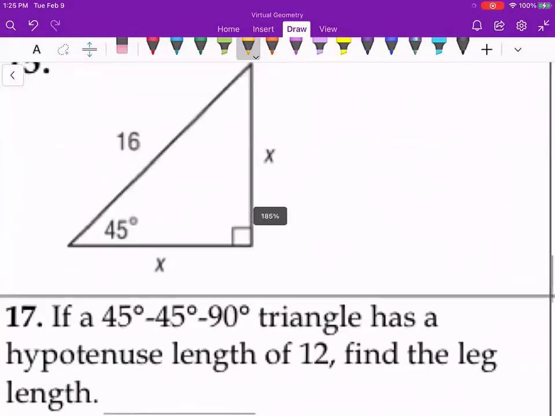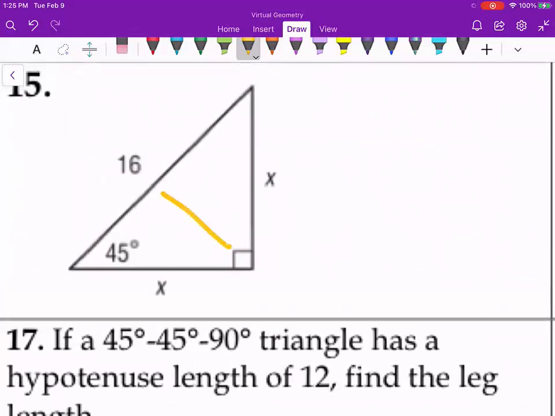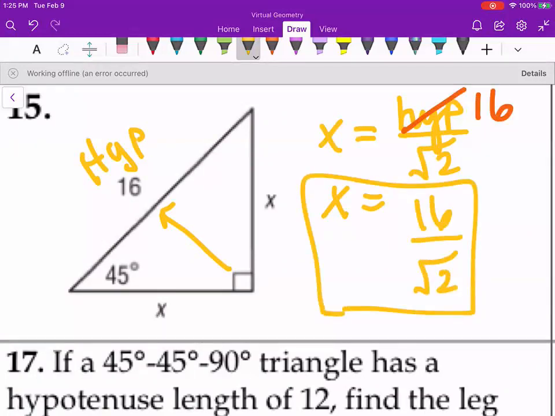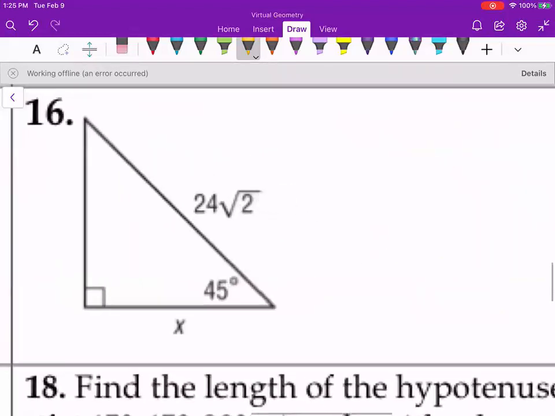All right, we've got another one. Just like the last one, my hypotenuse across from the 90, this time it's a 16 instead of an 18. So my leg is supposed to be the hypotenuse divided by square root 2. So if my hypotenuse is 16, then my x is 16 divided by square root 2, and it is done for our purposes. All right, just a little bit more to go.